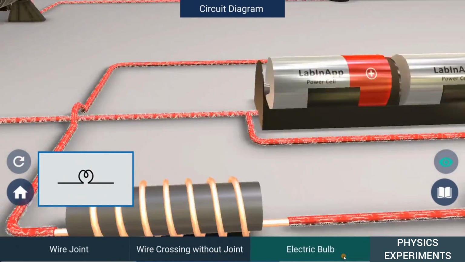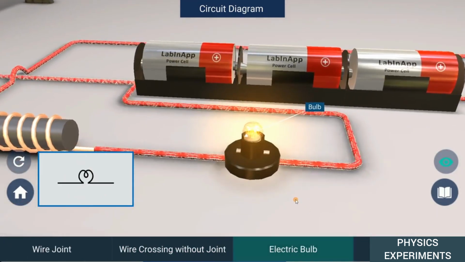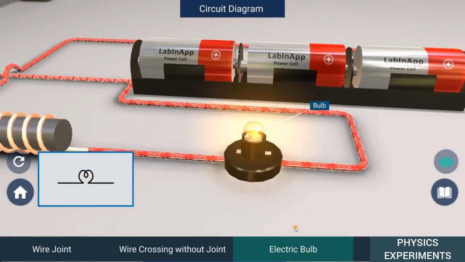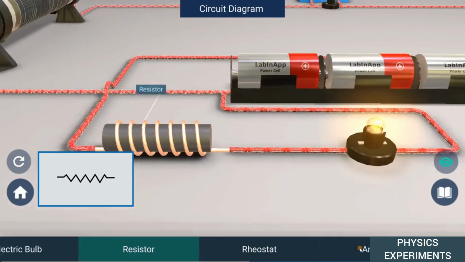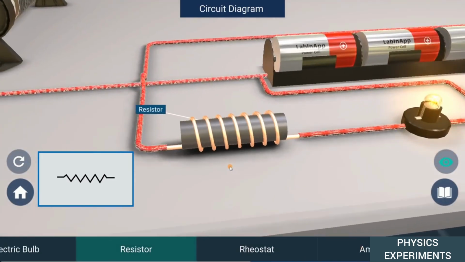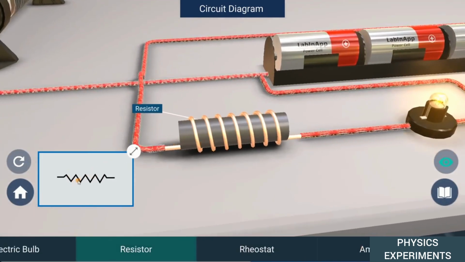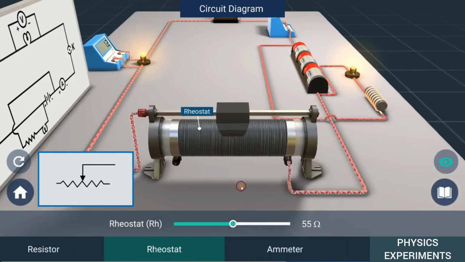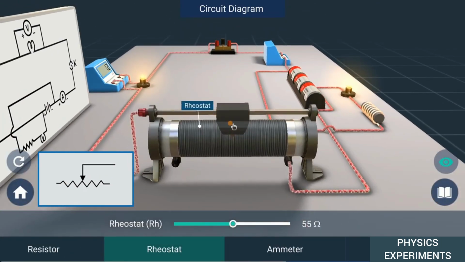Electric bulb. A simple electric bulb is shown with this symbol. A resistor with some fixed resistance is represented with the symbol as shown here. A rheostat is placed in the circuit, and it is represented by the symbol as shown here.